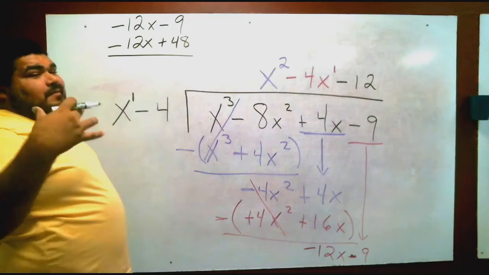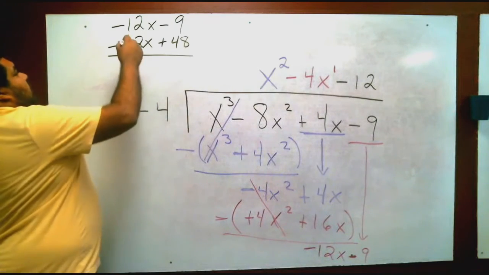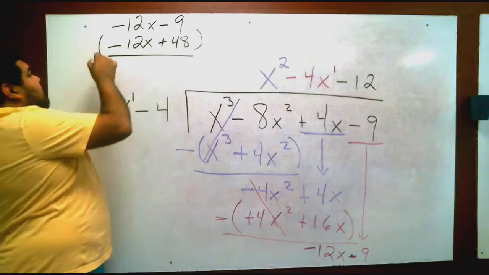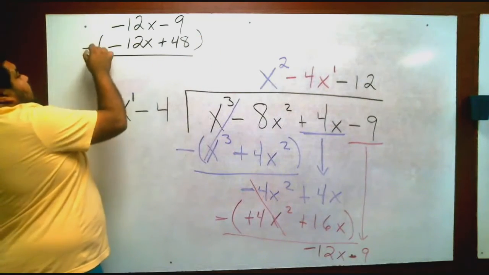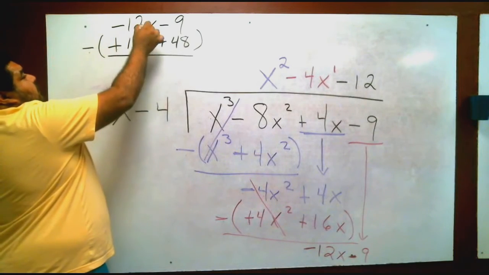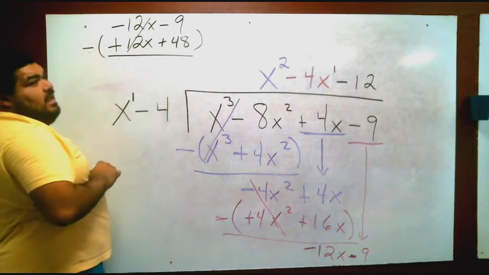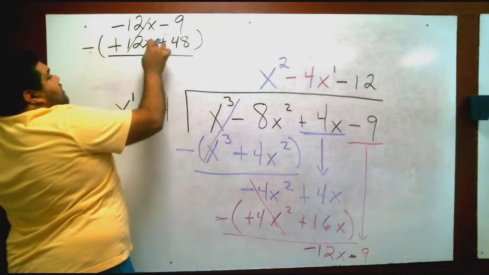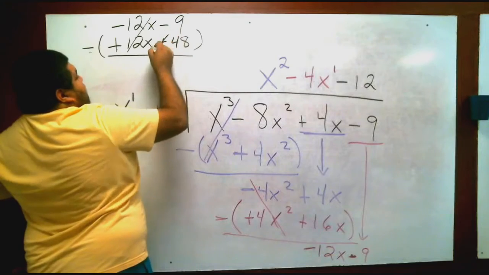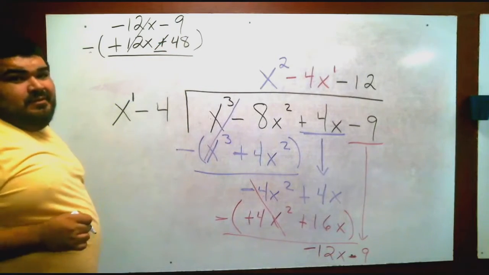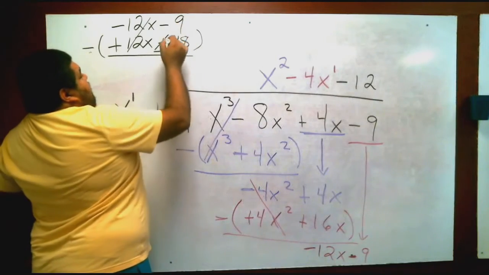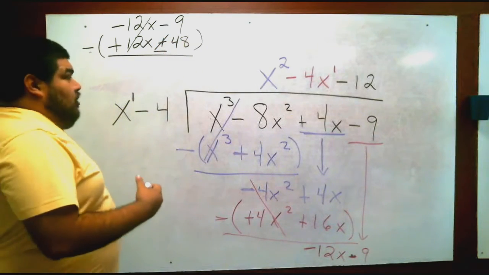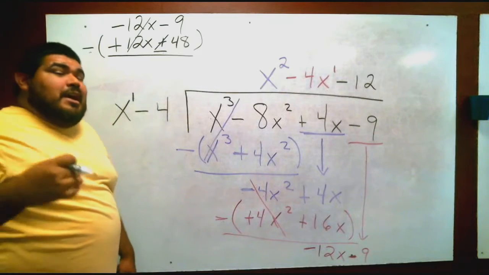Alright, now that we have that, again, the rule is, I like to put a little set of parentheses, a negative. Negative and negative makes it positive. Negative 12x plus 12x cancels out. Negative 9 minus 48. Remember, negative makes the 48, instead of a positive, makes it negative. So, negative 9 minus 48. Since they're both negatives, you just keep the negative sign and you add them.